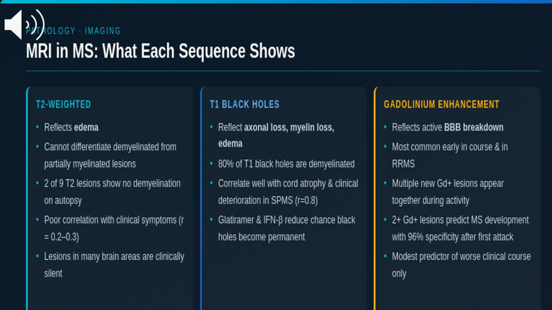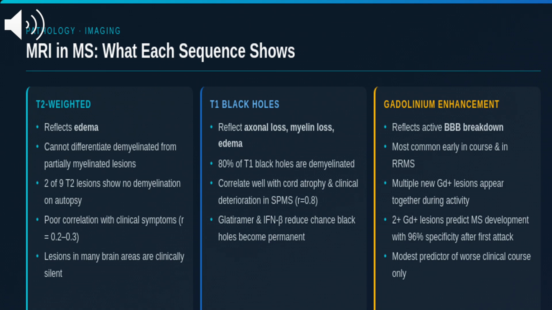T1 hypointense lesions, so-called black holes, are much more clinically informative. They reflect actual axonal loss. 80% of T1 black holes are demyelinated. They correlate well with cord atrophy and clinical deterioration in secondary progressive MS, with R equals 0.8. Both glatiramer acetate and IFNB reduce the probability that new lesions will become permanent T1 black holes.